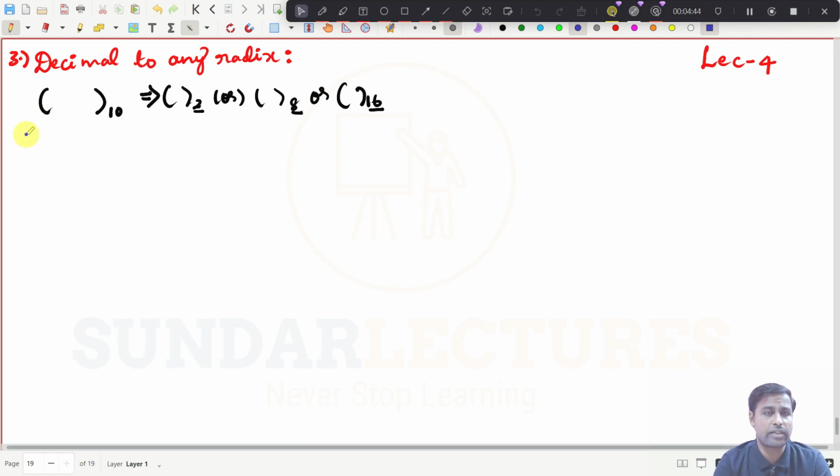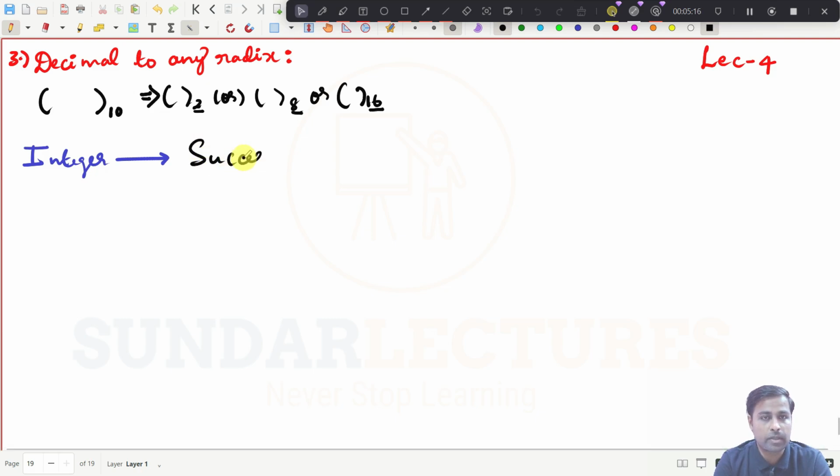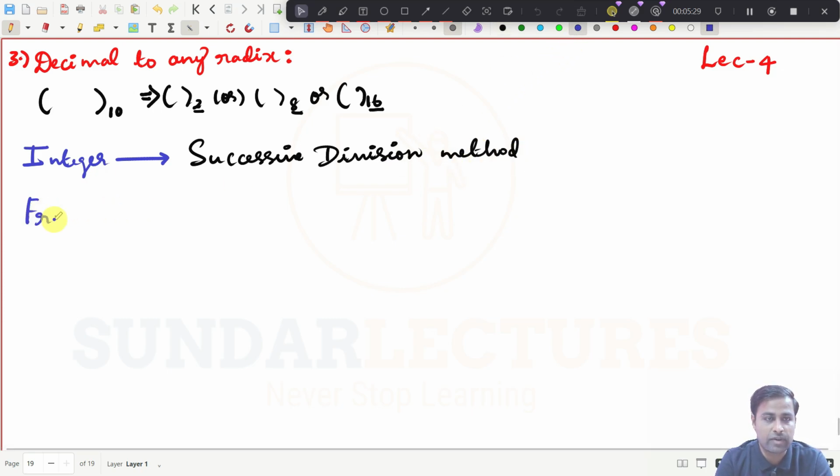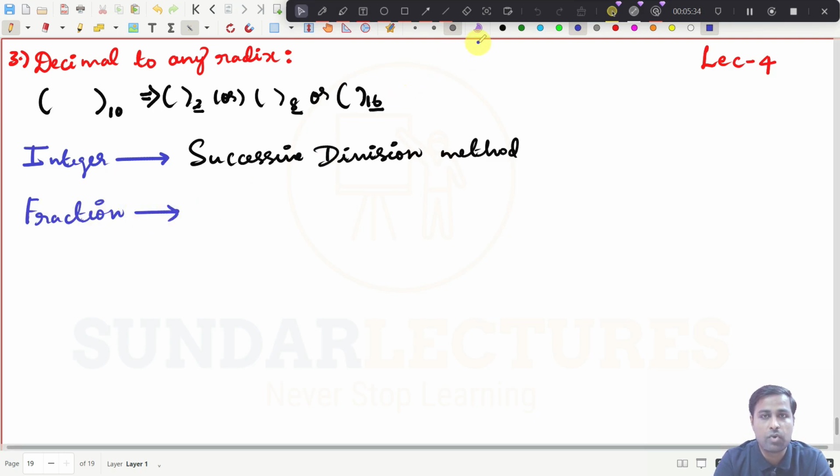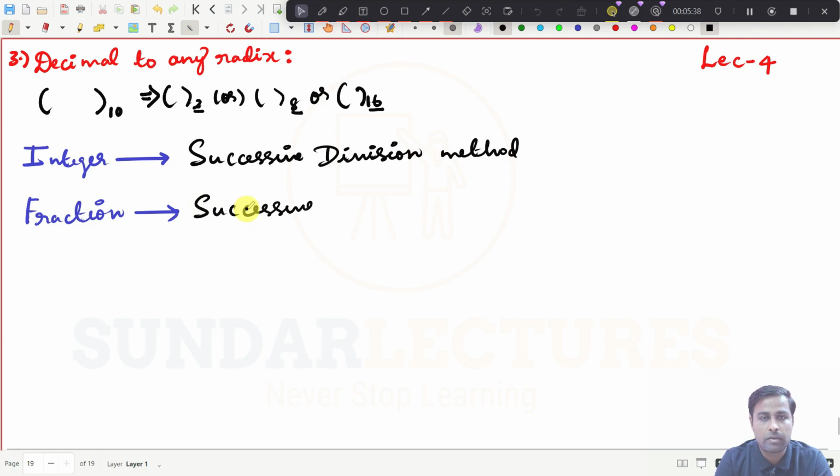There are two ways to convert this decimal. Not two ways: if you have fractional values, you have to do the integer part separately and the fractional digits separately. I will write it down and give you examples so that you can easily understand. For the integer part, you have to use the successive division method. And for the fractions, you have to use the successive multiplication method. These two methods will help you.